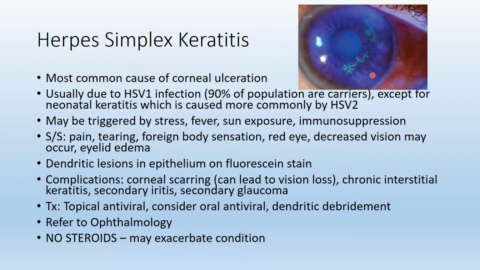Complications associated with herpes simplex keratitis include corneal scarring, which can lead to vision loss, chronic interstitial keratitis, secondary iritis, and secondary glaucoma. Treatment is with a topical antiviral, and consider an oral antiviral agent, as well as dendritic debridement. Again, this is a referral to ophthalmology, and you want to avoid steroids at all costs in these patients, as this may exacerbate the condition.